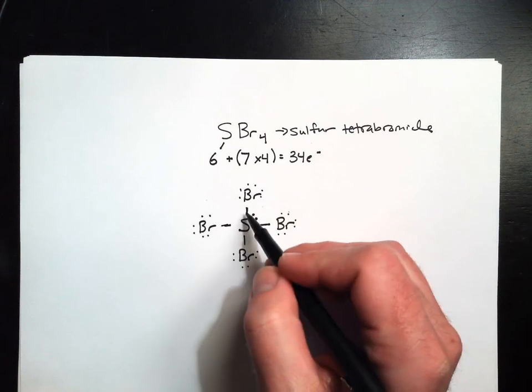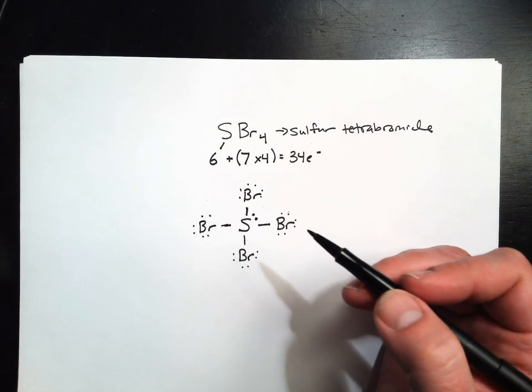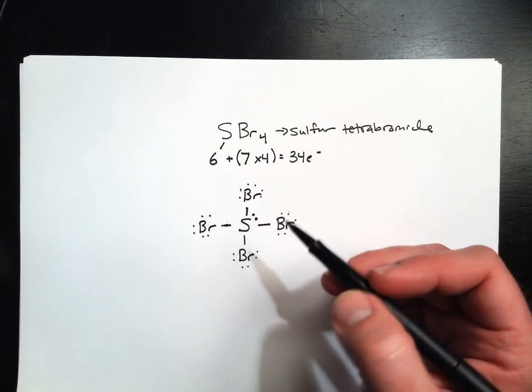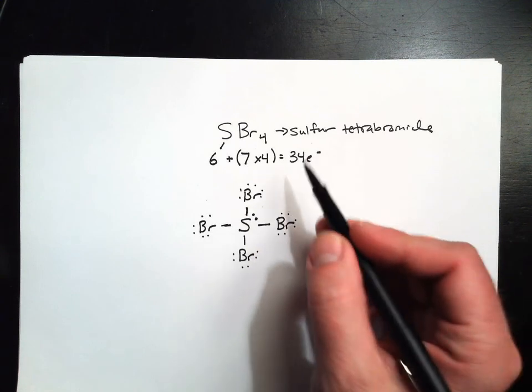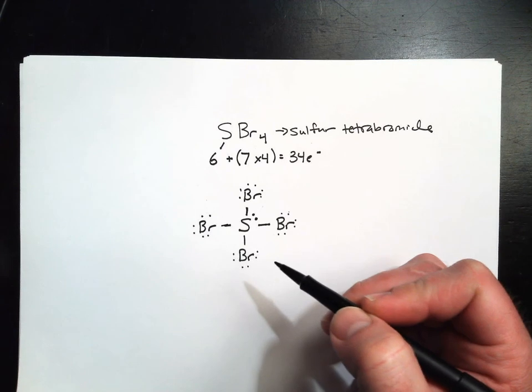So this sulfur ends up with 2, 4, 6, 8, 10 electrons, and that's okay. You don't have to predict when the central atom will have more than an octet. You just have to pay attention to the number of electrons you've used, and if you have any extra, they just go on the central atom like that.